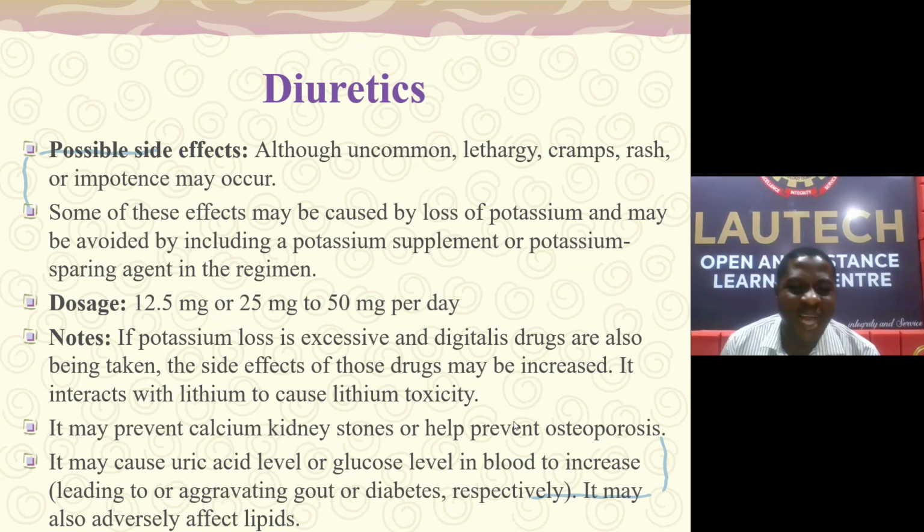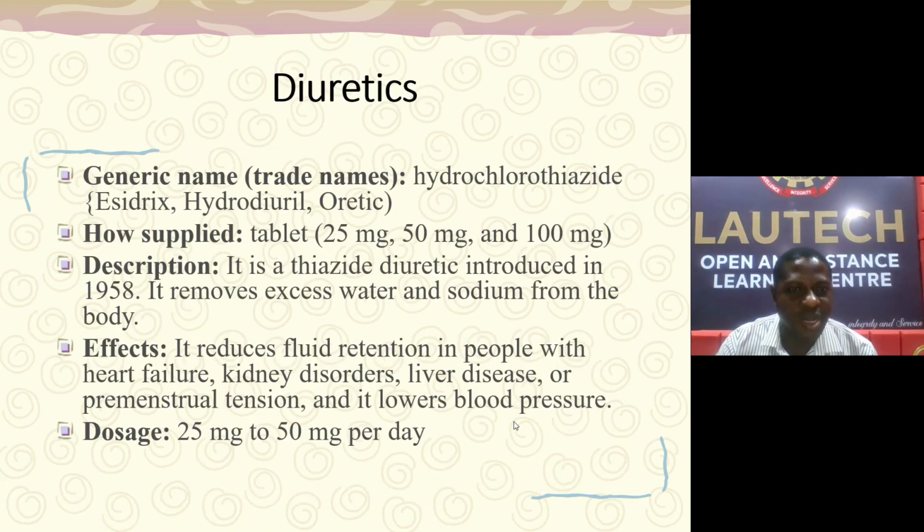It may cause uric acid level or glucose level in blood to increase. That's another negative side of this particular thiazide diuretic. It may cause uric acid level or glucose level in blood to increase, leading to or aggravating gout or diabetes, respectively. It may also adversely affect, so take note of all these important information.